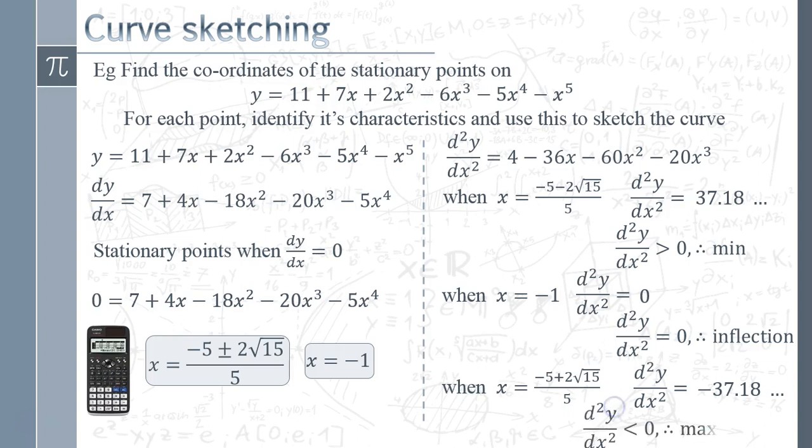What does matter is the fact that it's less than 0. Therefore, you've got a maximum point when x equals minus 5 plus 2 root 15 over 5. Right, so we've got a minimum point, we've got a point of inflection, we've got a maximum point. What we're going to do now is figure out what that's going to look like when we sketch it.